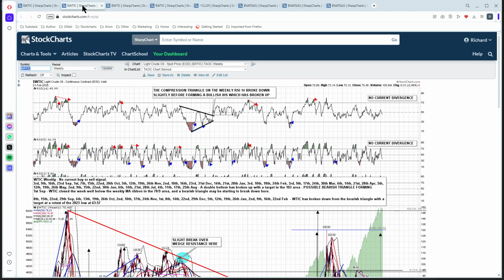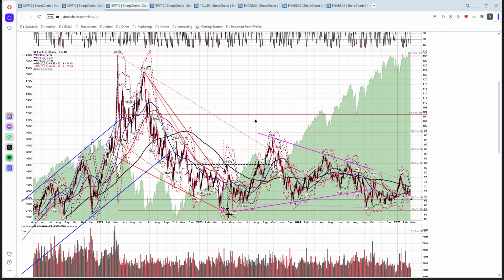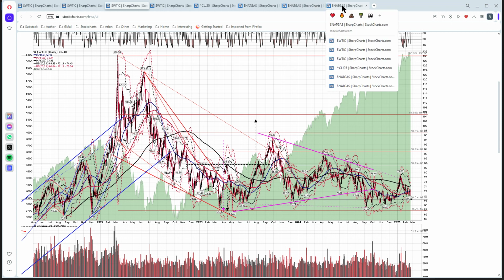Looking at the weekly chart, no current divergence there. We broke over this declining resistance here, but I am wondering again if we might come back and retest this low, 64.36, but actually that low was at 63.57. For some reason it's picked up this low and not this one. I'm wondering if we might be breaking down towards that, but we've got very compressed bands here, and we'd need a bit of time for those to expand. I'm keeping an open mind on oil because I don't think there's any really strong fundamental reason for this to go up or down at the moment.